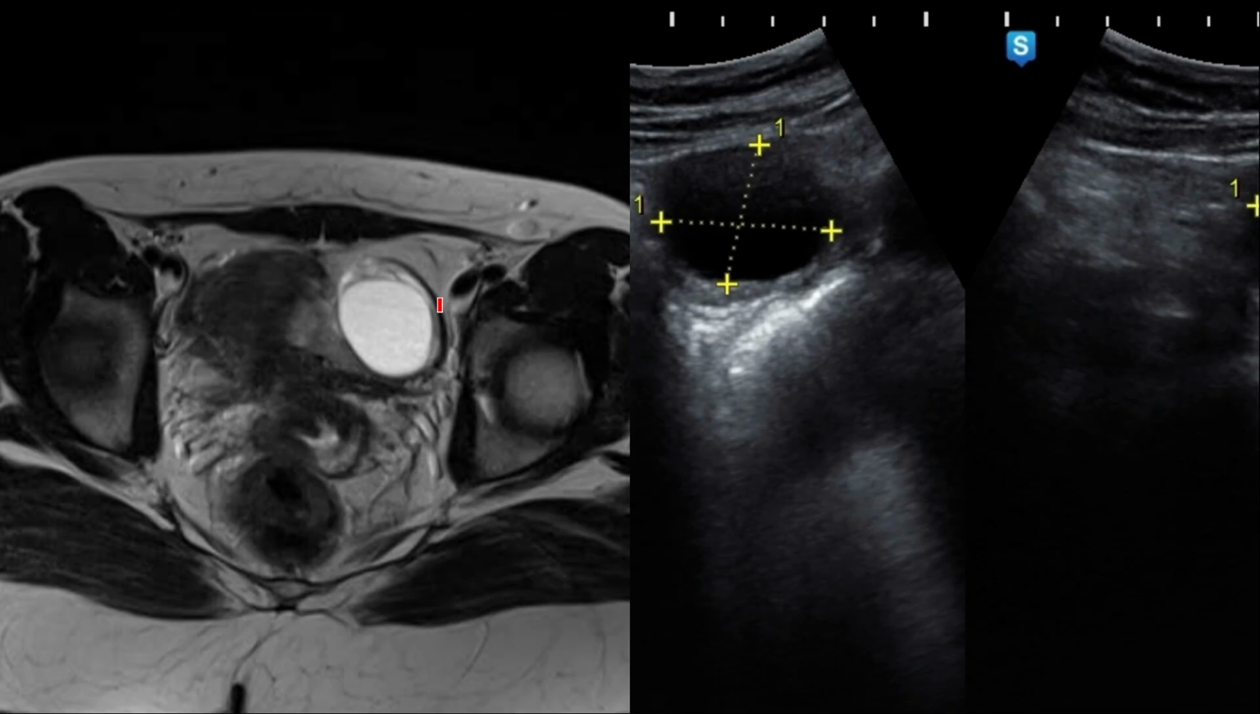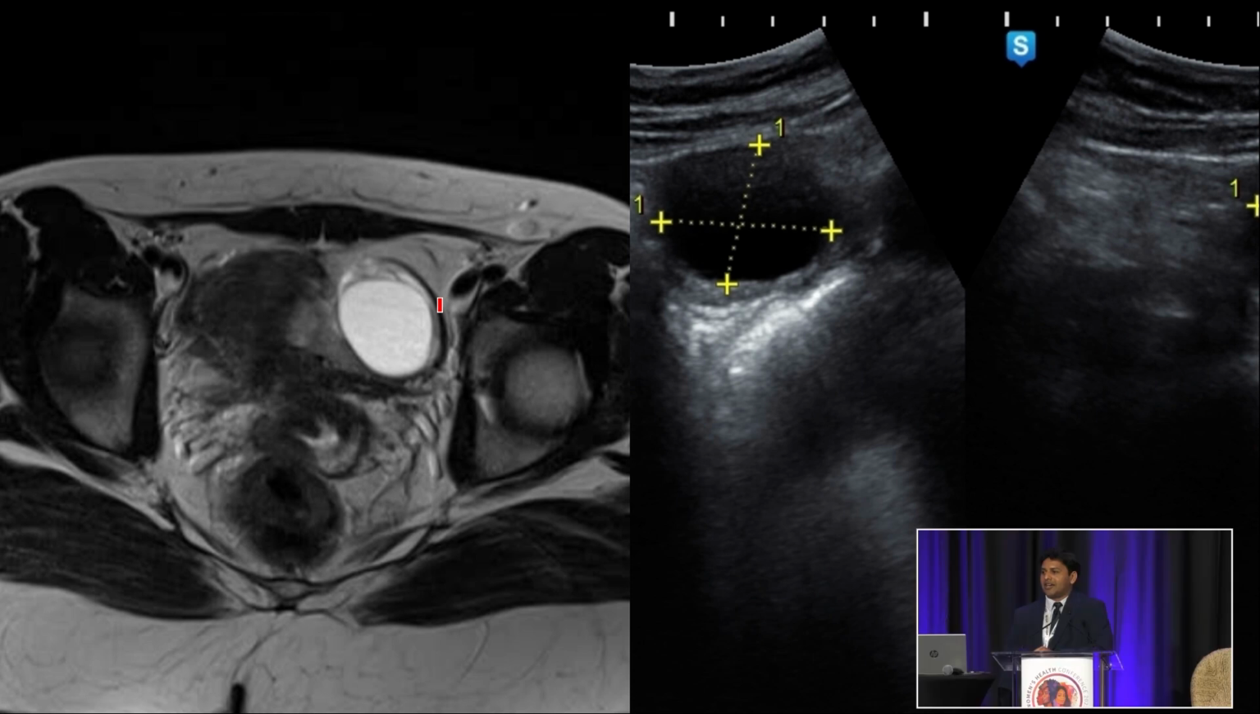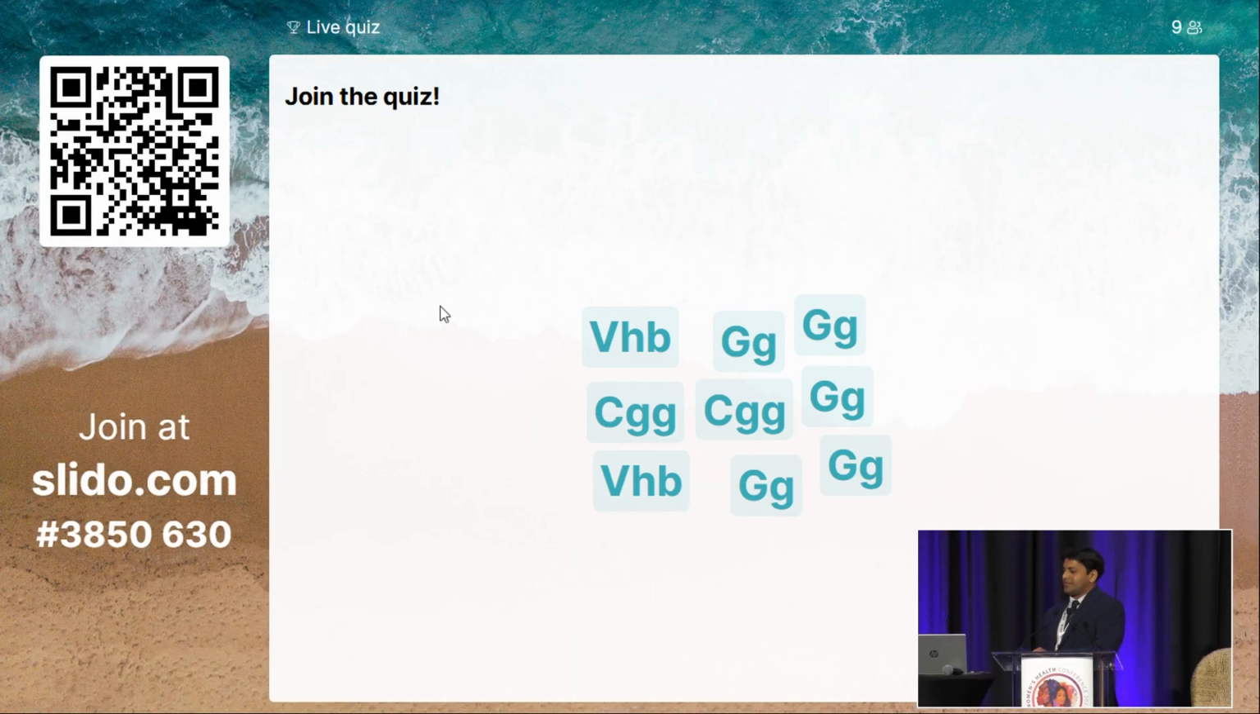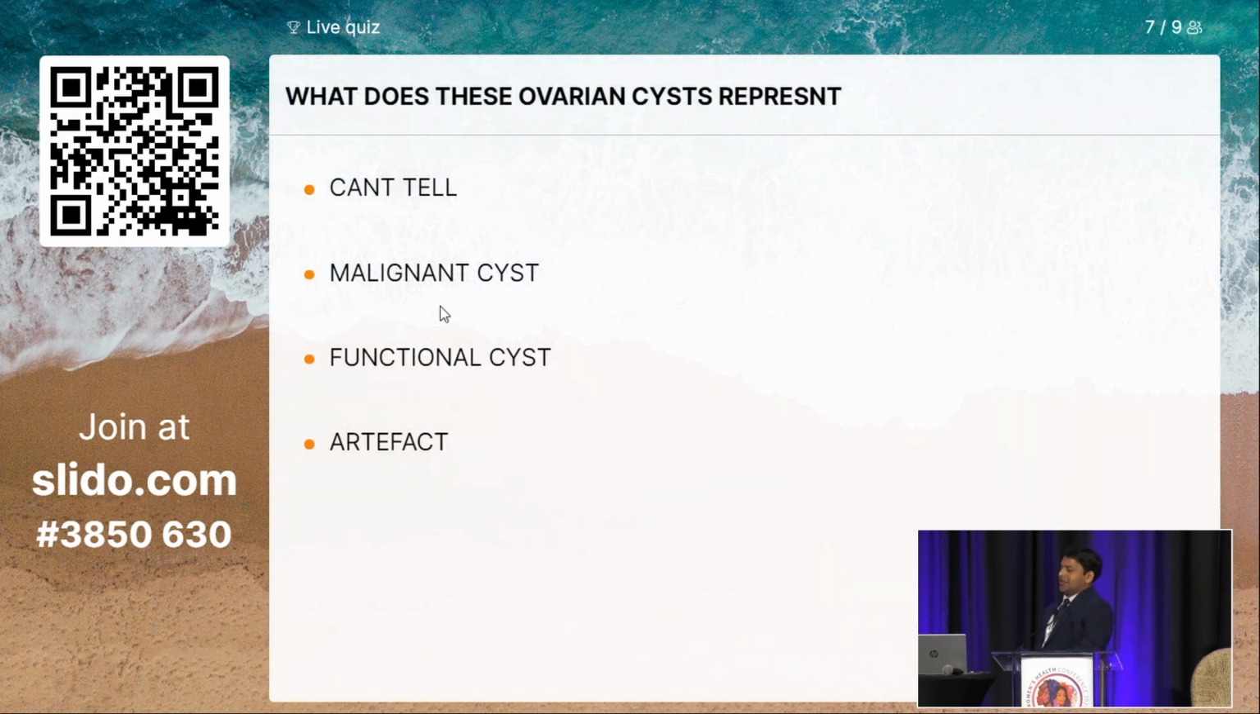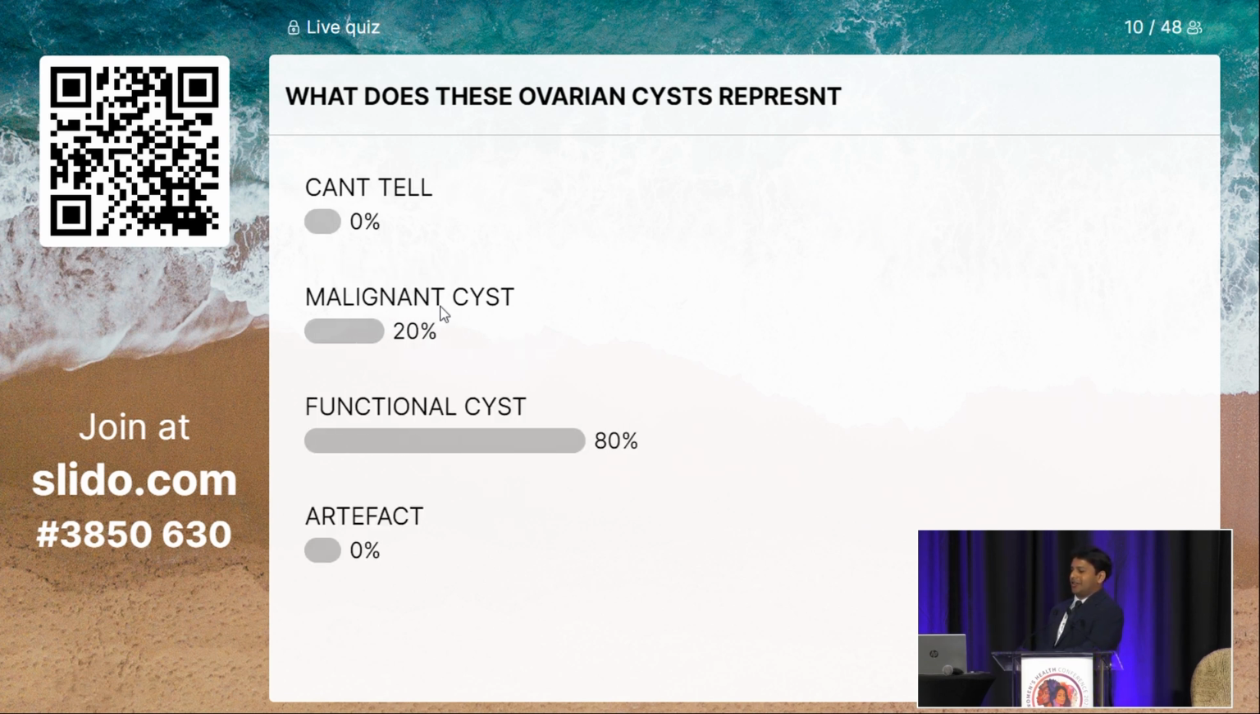So now you have to diagnose this one for me. There are two images. One is an MRI, and the other one is an ultrasound. Both are of the same patient. Both have the same diagnosis. So again, you have to join the quiz. You just put a random name and log in. So is it a malignant cyst, or is it just a functional cyst? Or is it just an artifact, or you can't tell at all?